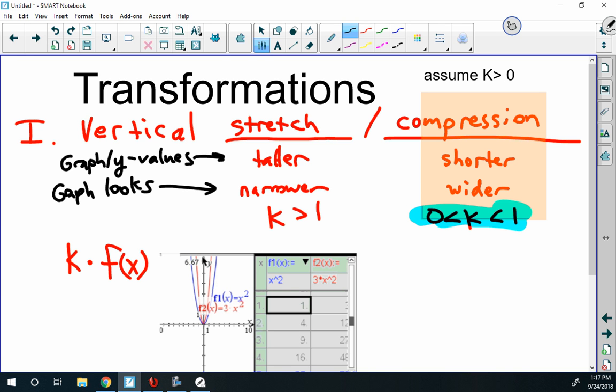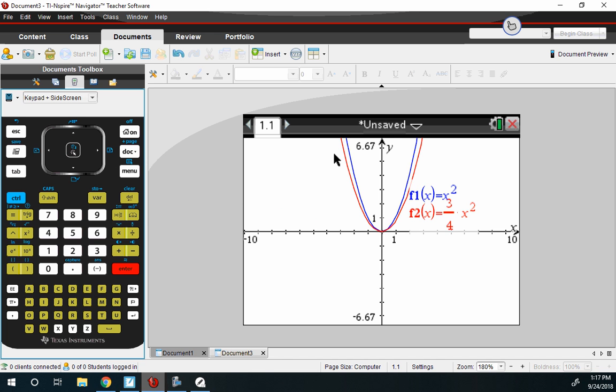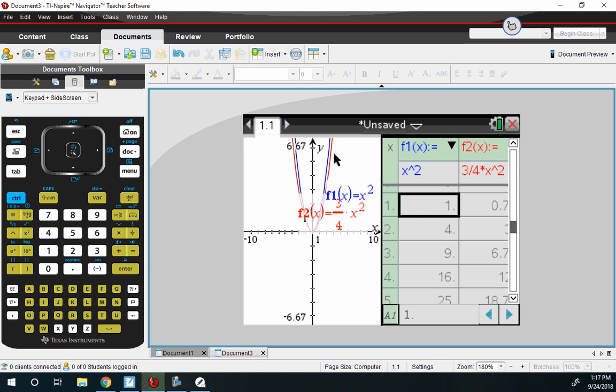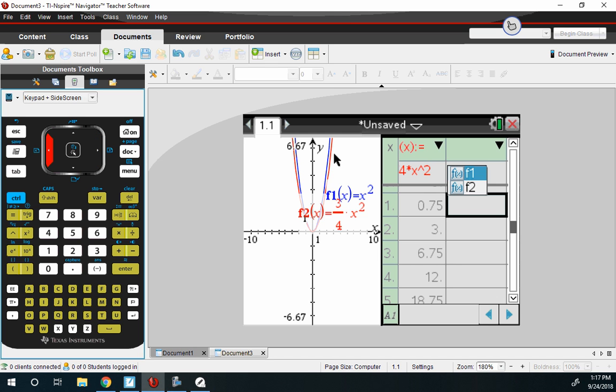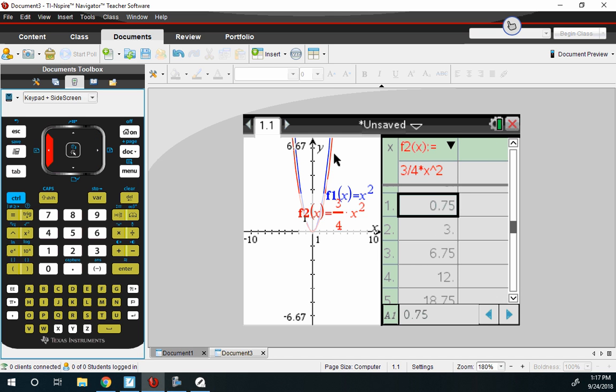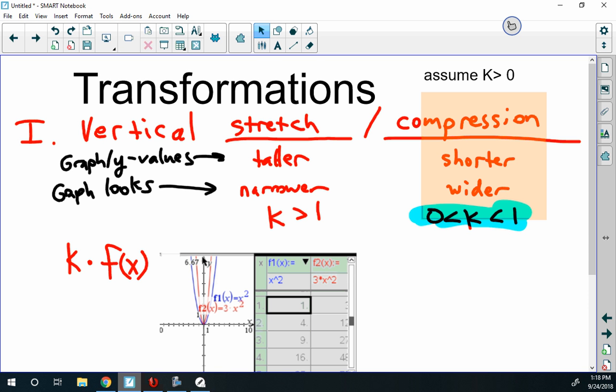So if I go back to that graph again and look at my table, let me insert my table again. You'll notice what happens with my Y values here. Do you see how my Y values compare? 1 to 3/4 and 4 and 3. You see how those compare, how they're smaller? Are there any questions, comments, concerns, short debates or long debates about vertical stretches or vertical compressions?